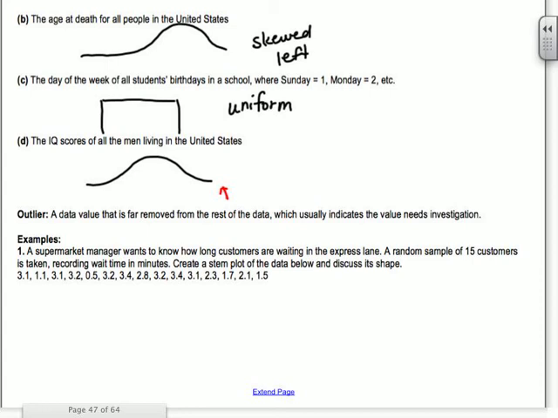All right, so number 1, it says a supermarket manager wants to know how long customers are waiting in the express lane. A random sample of 15 customers is taken according to wait time in minutes. Create a stem plot, which we haven't talked about yet, of the data below and discuss its shape. So we have 3.1, 1.1, 3.1, 3.2. So most of them, I mean, the most is, what did we get to? 3.4, it looks like. That's a pretty good supermarket.